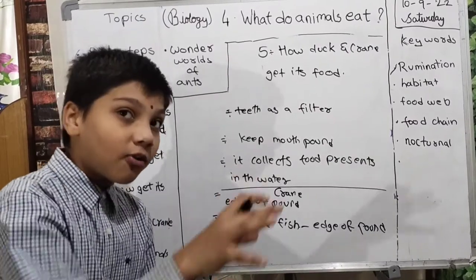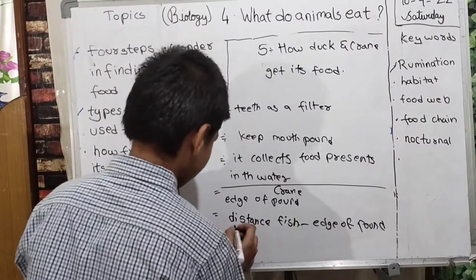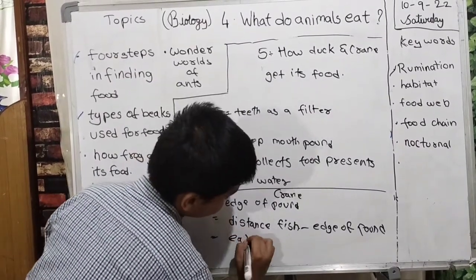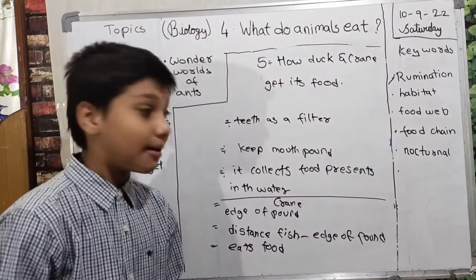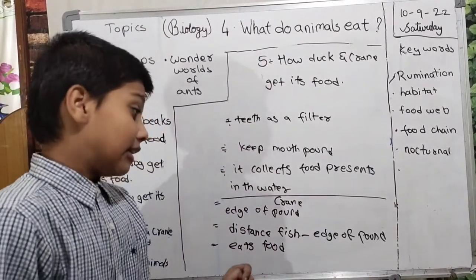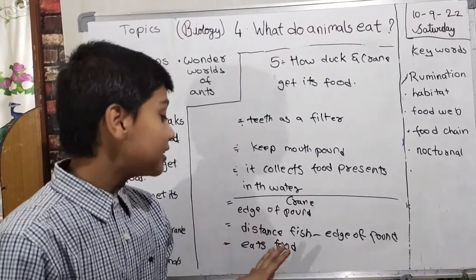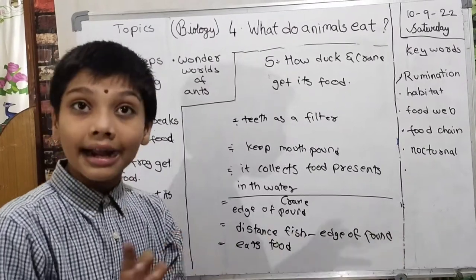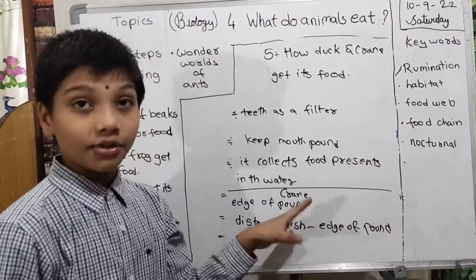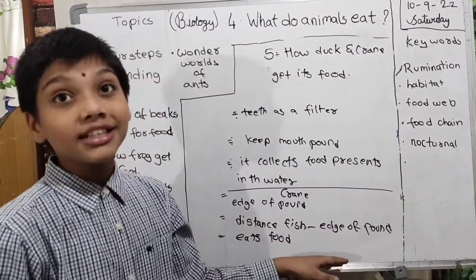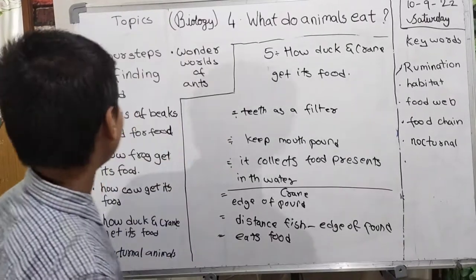it goes into the pond and finds its food and it takes its food and it eats the food. So it is somewhat surprising, no? Any other animal will not search the distance between the food and the edge of the pond. So the special quality of the crane is this, and with this the crane gets its food. With this we completed our fifth topic.